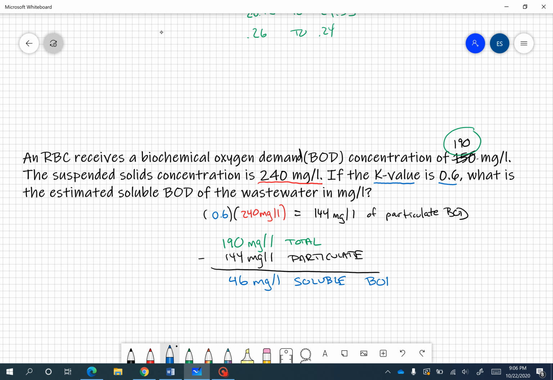So that's what K-factor is. It's just a way to take a known amount of total suspended solids and then try to estimate what part of the total BOD is particulate and what part is soluble. And these are just estimates. There would really be no way to determine that.